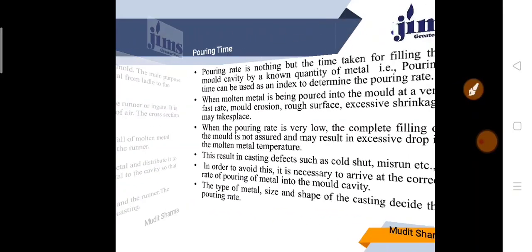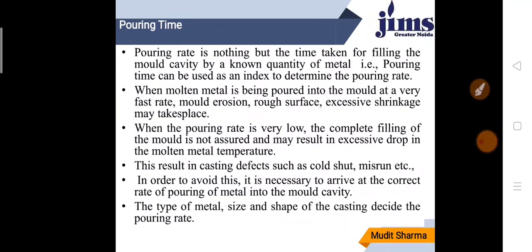Now next is the pouring time. It is a very important thing in the gating system. What is pouring time? It is nothing but the time taken for filling the mold cavity with a known quantity of metal. That is pouring time, when the molten metal is being poured into the mold at a very fast rate. When the pouring rate is very low, complete filling of the mold is not assured and may result in excessive drop. The type of metal, size and shape of the casting decide the pouring rate.